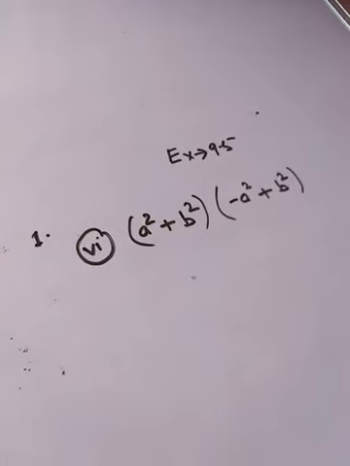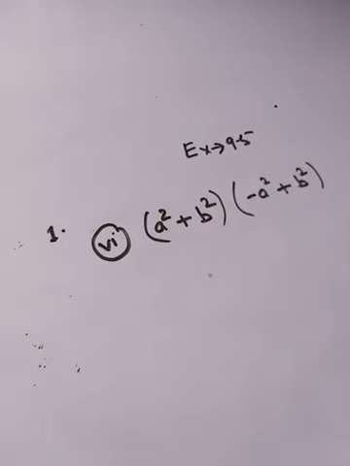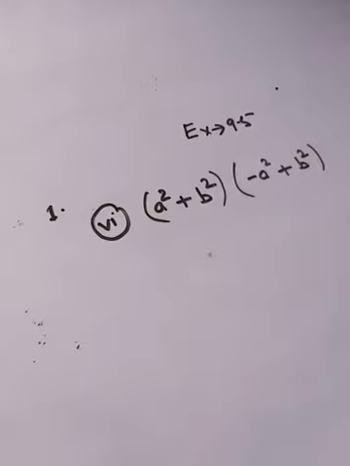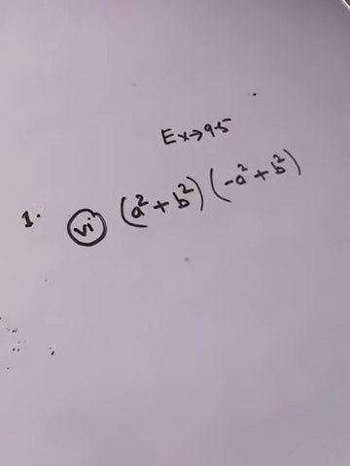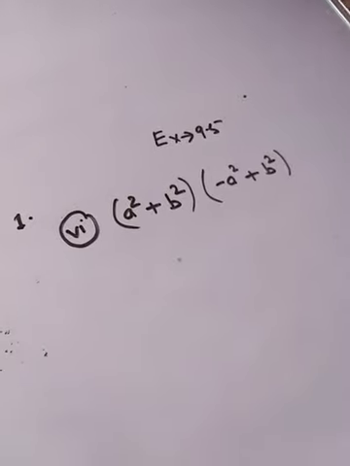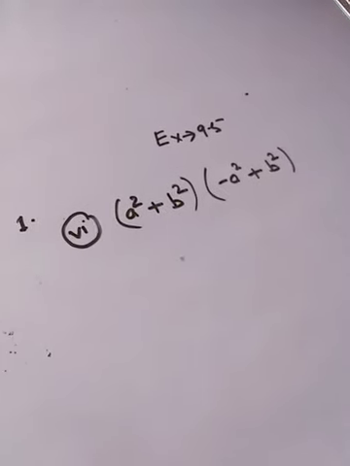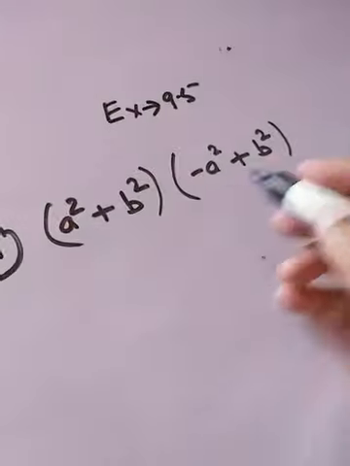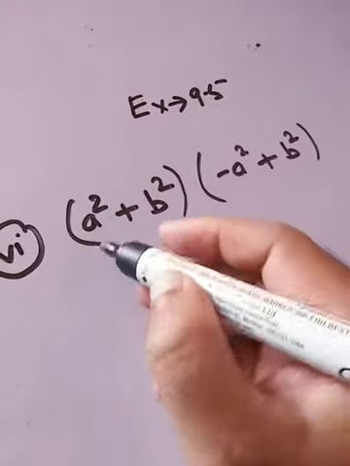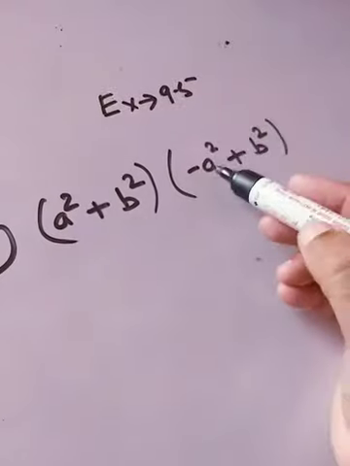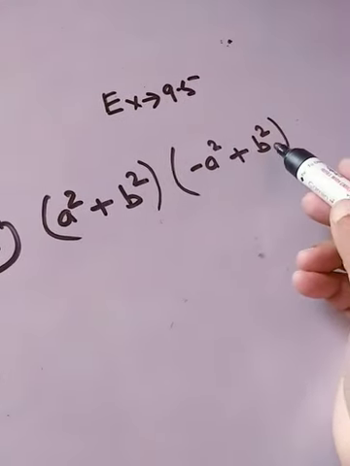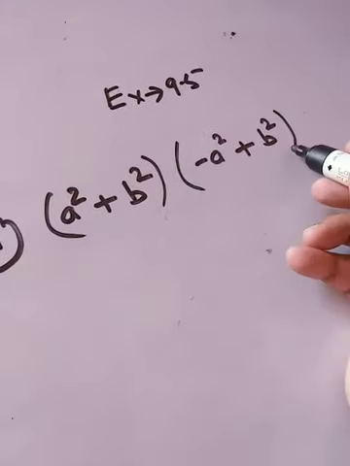Students, today we'll continue from sum number 6 of question number 1 of exercise 9.5. Now, this question number 6 will follow which identity? This is where you have to put a thought on it. Suppose you see b square is plus, a square is plus, but in this case a square is minus, b square is plus. So we can write this particular term in this way.